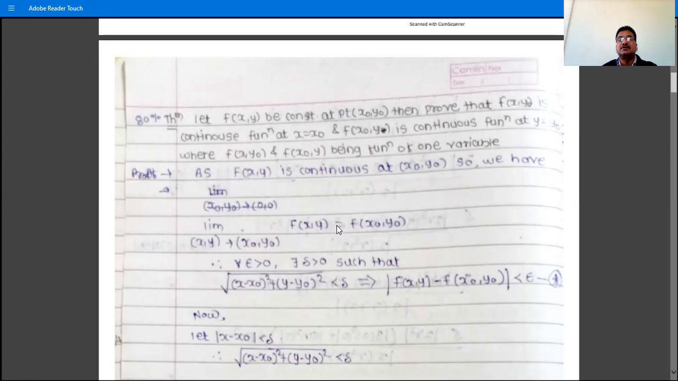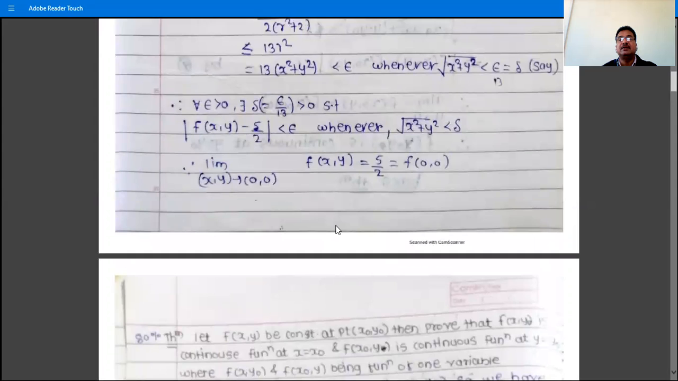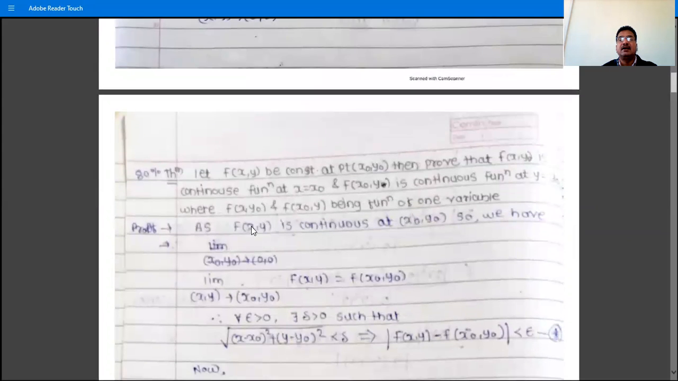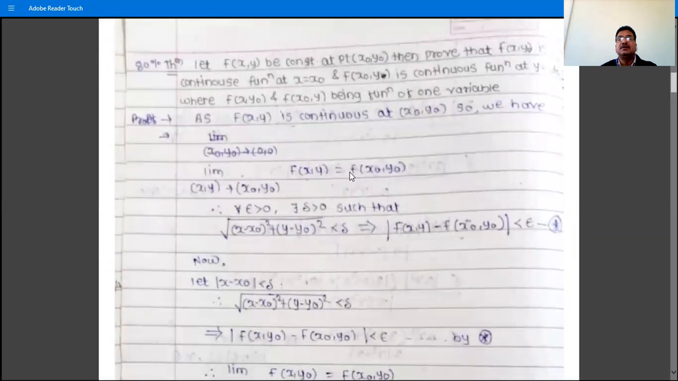By the definition of a continuous function, f(x, y) is continuous at (a, b) if the limit as (x, y) tends to (a, b) of f(x, y) is equal to f(a, b). So instead of a and b, here we have x naught and y naught. So the function is continuous at (x naught, y naught), and the limit and the value at (x naught, y naught) are both the same. This limit exists and is equal to f(x naught, y naught).